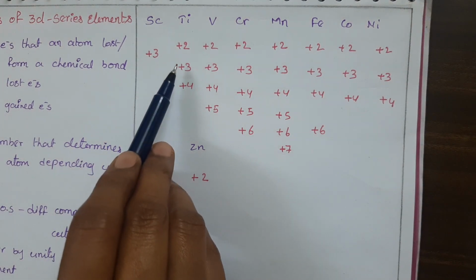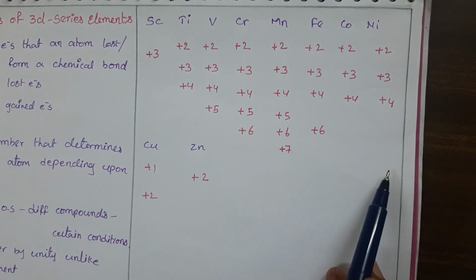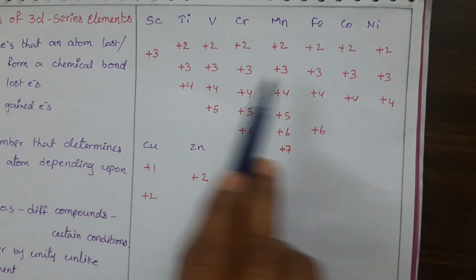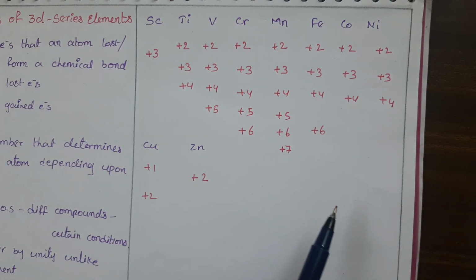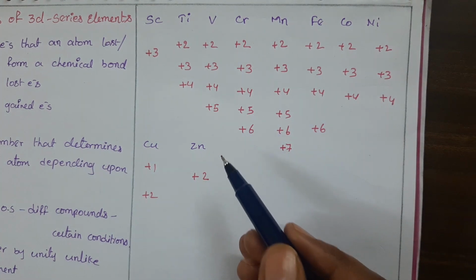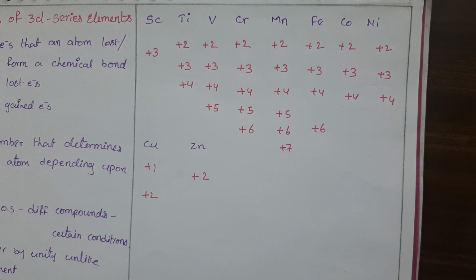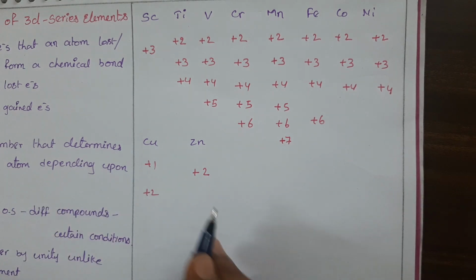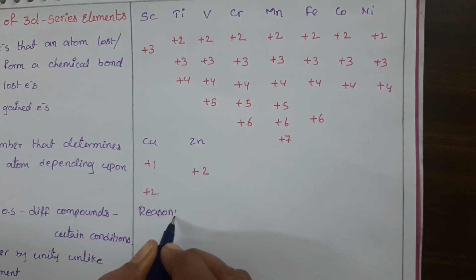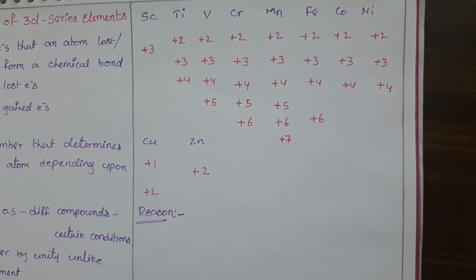Here each element is showing more than one oxidation state except scandium and zinc. Except scandium and zinc, the remaining elements are all showing two or more oxidation states. And the difference in successive oxidation states is only unity. This particular property we do not observe in the P block and also S block elements. Why are the D block elements showing this type of property? The D block elements are showing the variable oxidation state property.